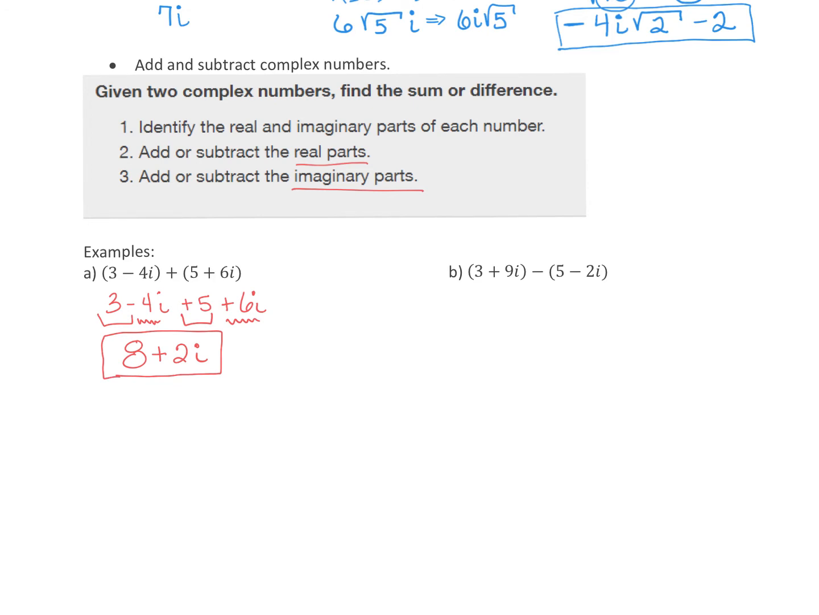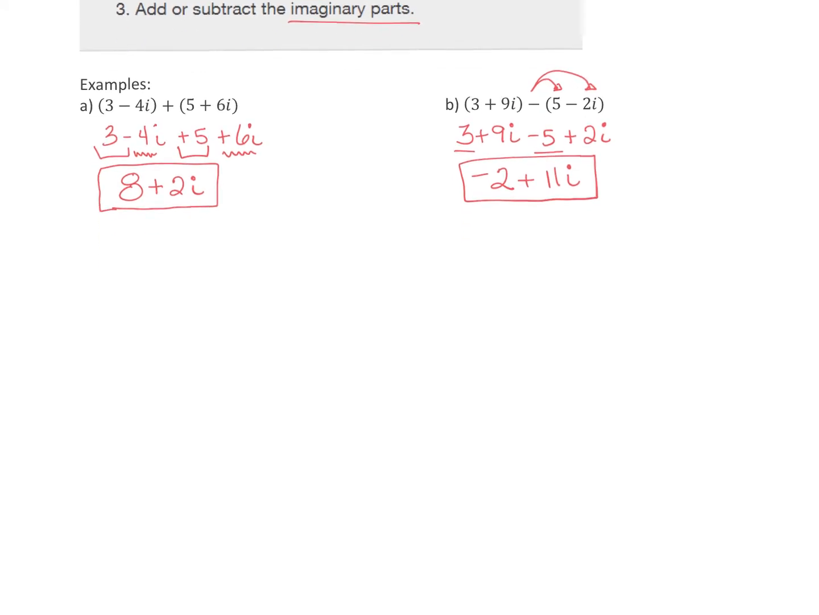Just add the real parts and add the imaginary parts. Now we have to be careful with subtraction because in this particular case, the parentheses do mean something, and we need to distribute this negative sign through the set of parentheses. And then adding will give us negative 2 plus 11i. That is how we add and subtract complex numbers.